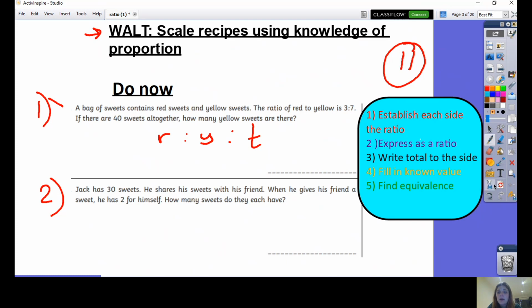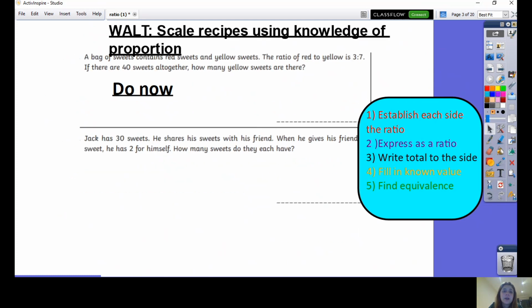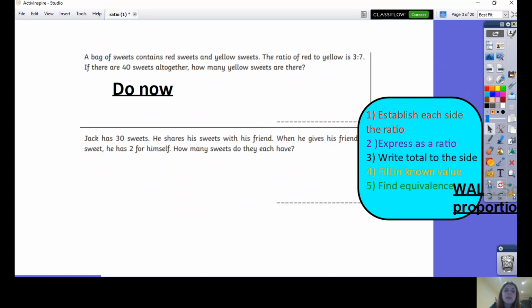Okay, I'm going to start going through the answers to these do now questions now. So it's important that you've written the date, the WALT, and had a go at your do now. If you haven't yet had a go at the do now, you need to pause the video and give it a crack. I know yesterday's lesson was tricky, but so many of you were really diligently following the instructions and were very successful.